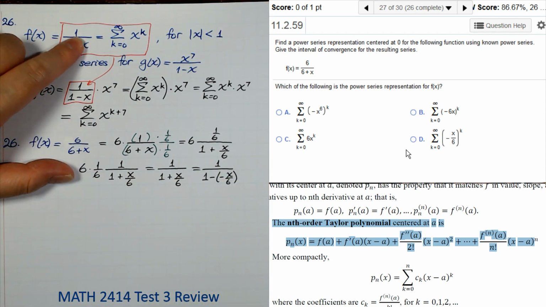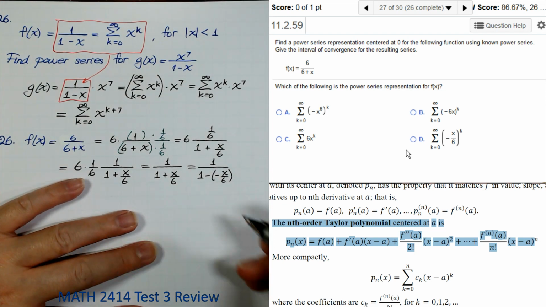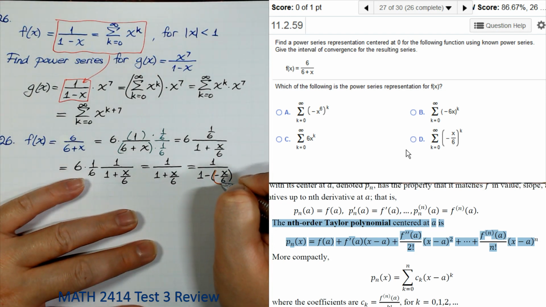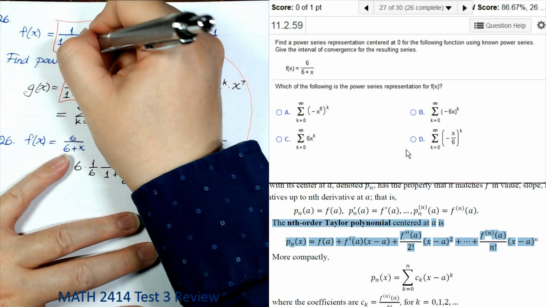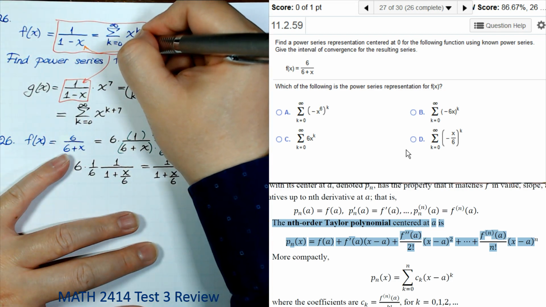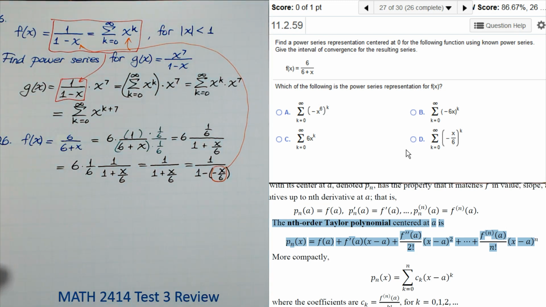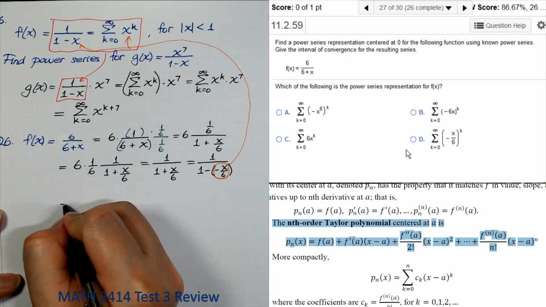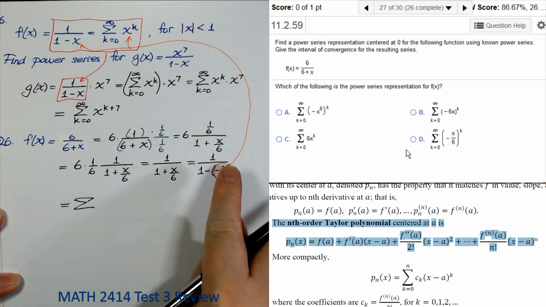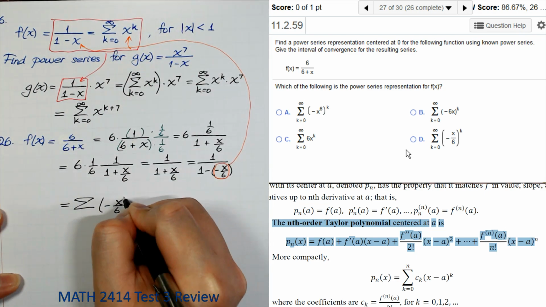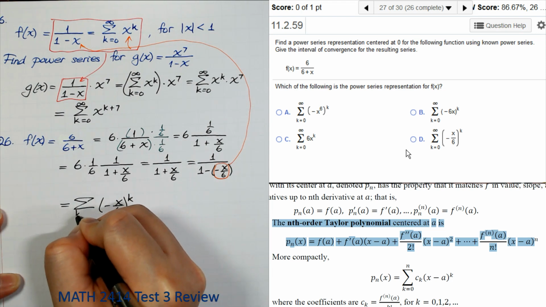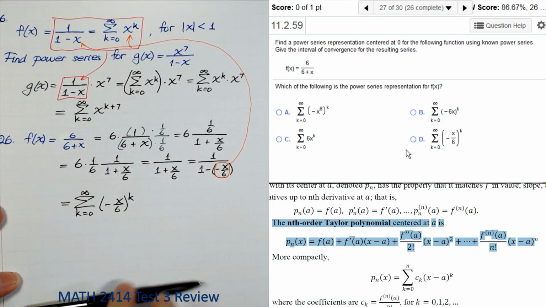And according to that, if we substitute this into x here and x here, we have this equal to the summation. Now we substitute this in for x. And that's what we have.